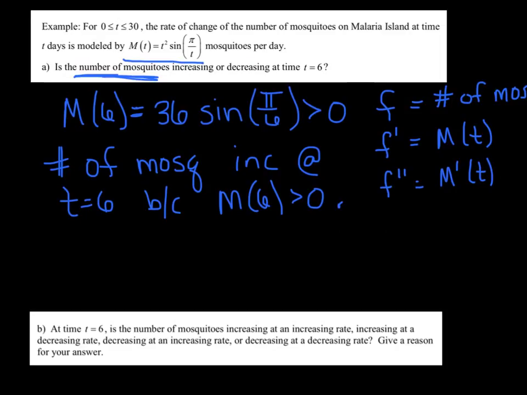They want to know at t equals 6, is the number of mosquitoes increasing at an increasing rate or increasing at a decreasing rate? And just like the previous example, we're going to cross off these other two options because we've already proven that they can't be there. And so, basically, if f is the number of mosquitoes, then we need to go to f double prime, which is going to be m prime. So what rule are we going to need here? Yeah, I think we're going to need some product rule.